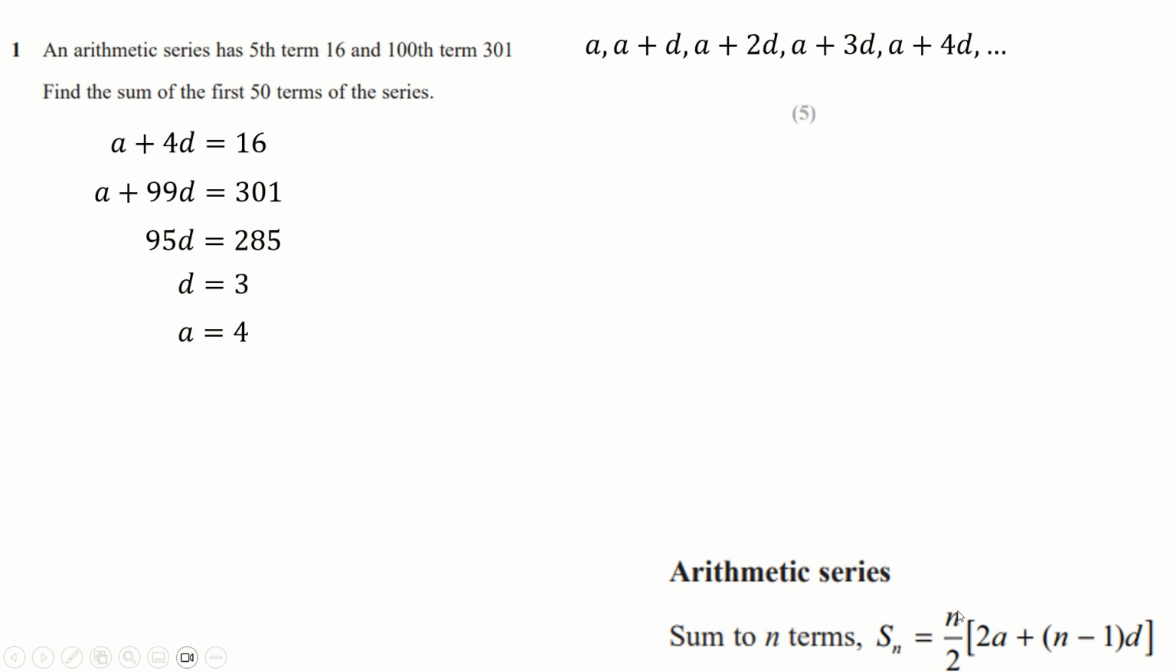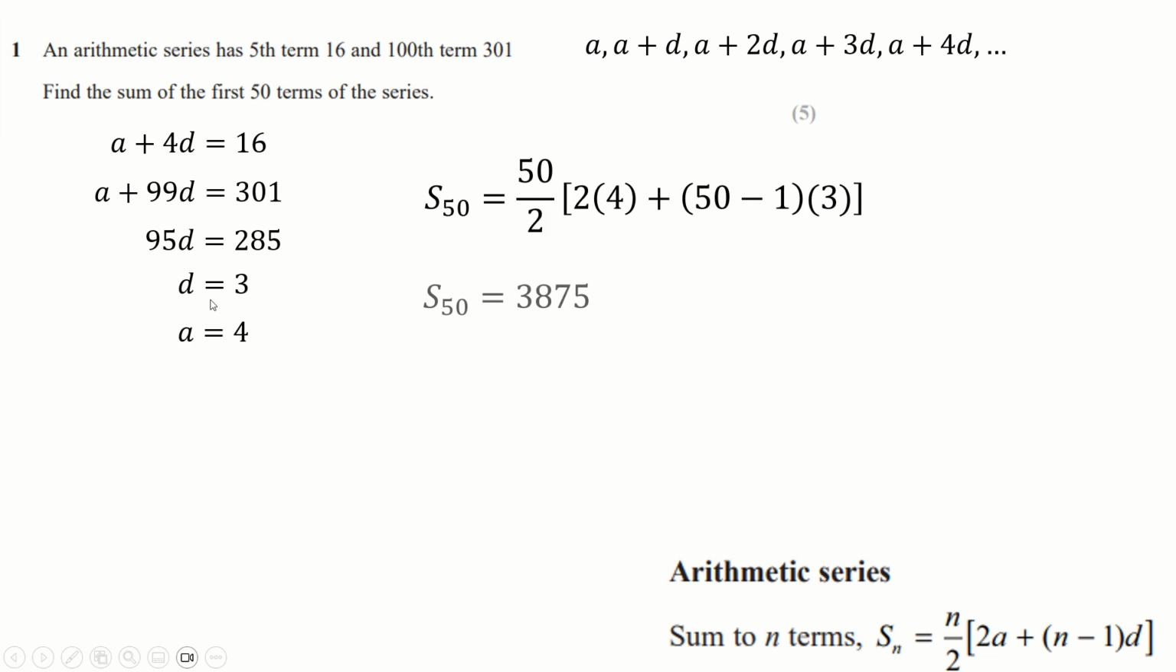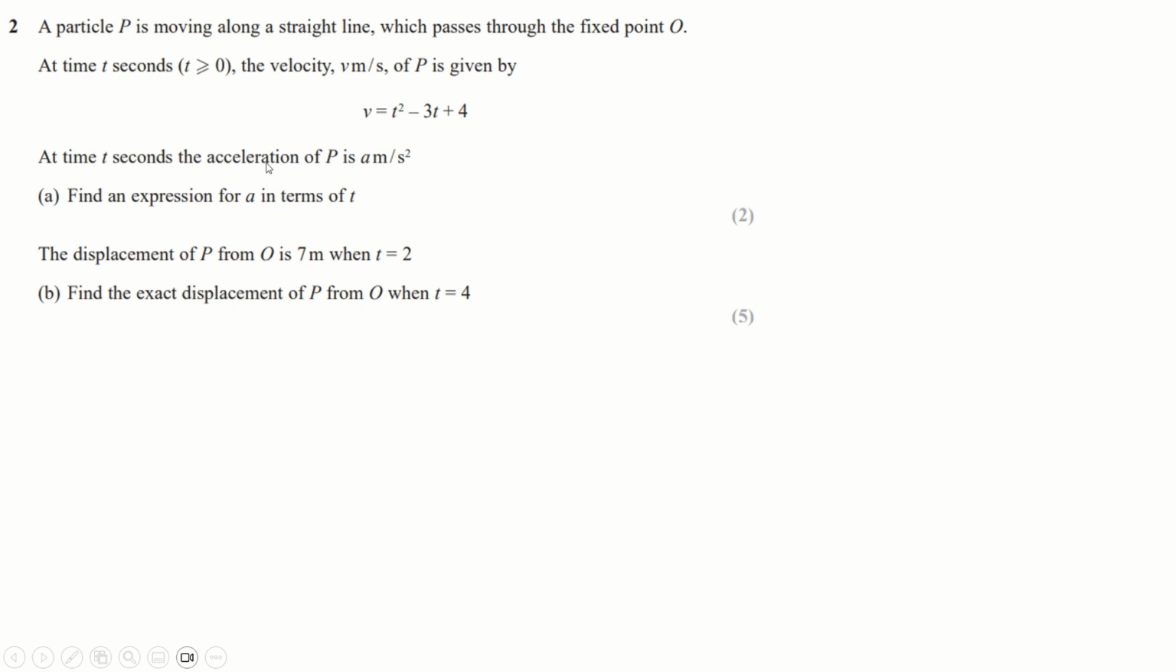so S of 50 is 50 over 2 times 4 plus n minus 1, or n was 50, wasn't it? So that's going to be 49 times 3, because that's what d is. You put it in the calculator, you get this. That's our first warm-up question done.